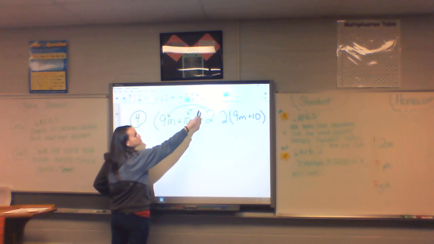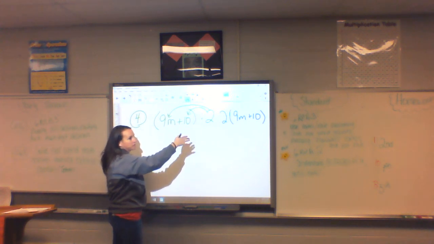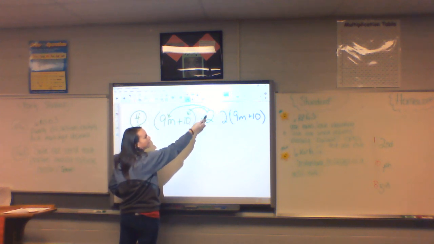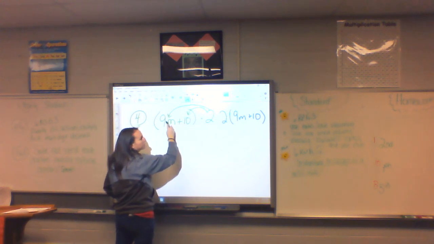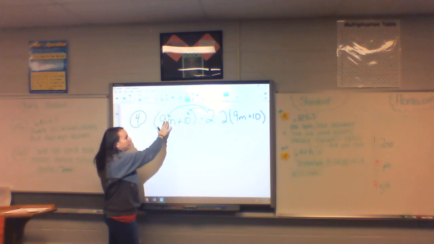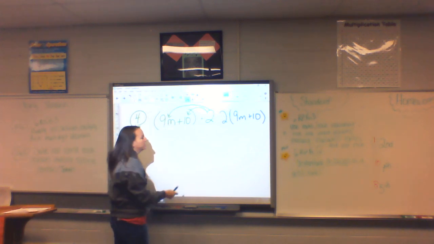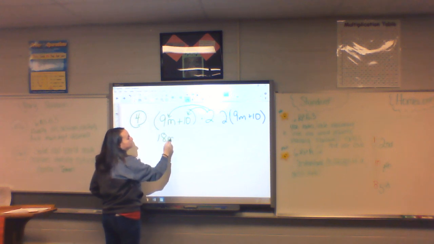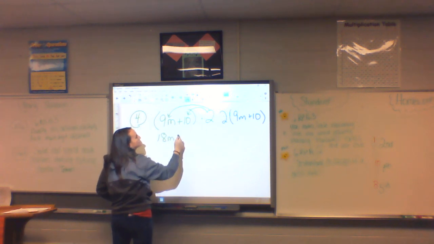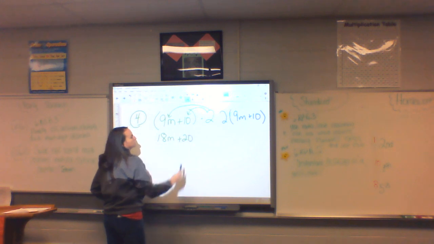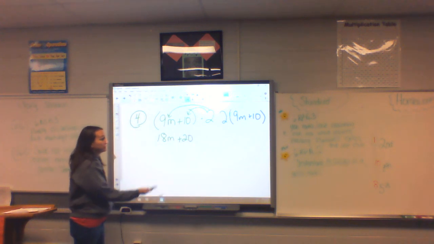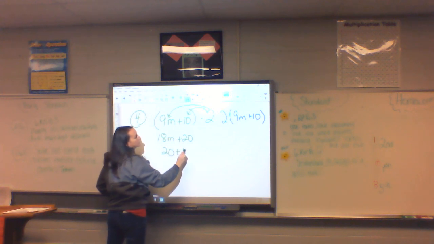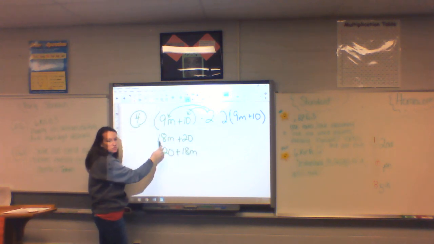So again, a lot of times this is where the kids say, well, wait a minute, which one do I distribute first? Okay, again, it doesn't matter. You can go here or you can go here. I tend to do my variables first, but that's just me. So 2 times 9m gives me 18m, and 2 times 10 gives me positive 20. Okay, so again, if you had distributed this way, you could have said that's 20 plus 18m. You should realize those are the same thing.